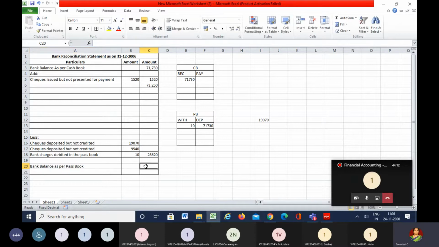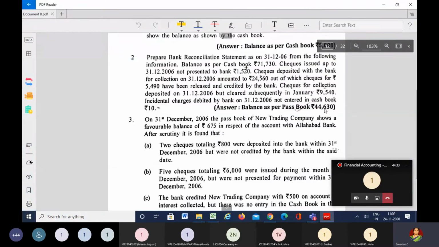Now let's find out the difference. That is 73,250 minus 28,620. Therefore, the difference is 44,630. So let's see whether we got the same thing or not. 44,630, which is the balance as per the passbook, and this is how it has to be mentioned. Is it clear?